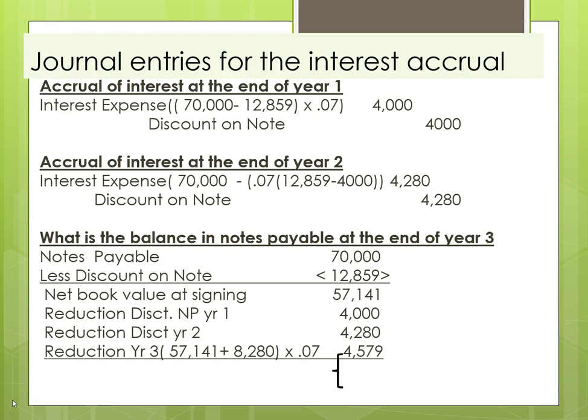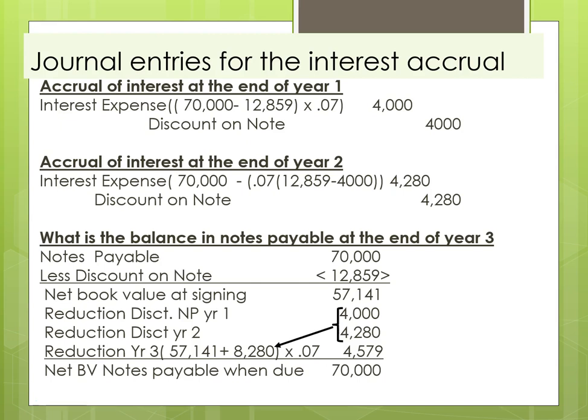And for the third year, what we're going to do is take our $57,141 minus our 2 years that we've already written off, times 7%, which gives us $45,79, and at the end of 3 years the net book value of our note is going to be $70,000. So that's how that works.